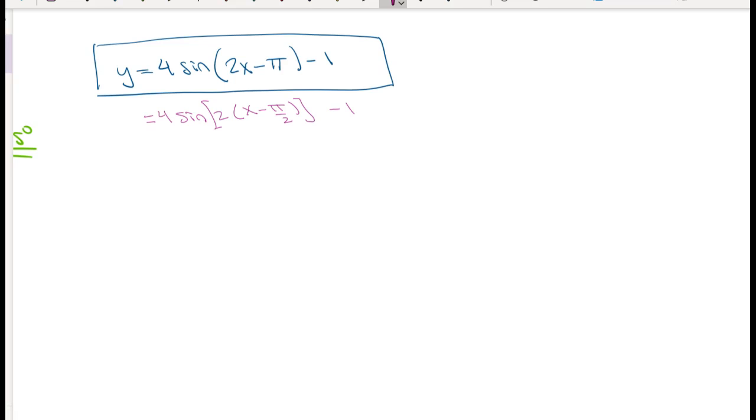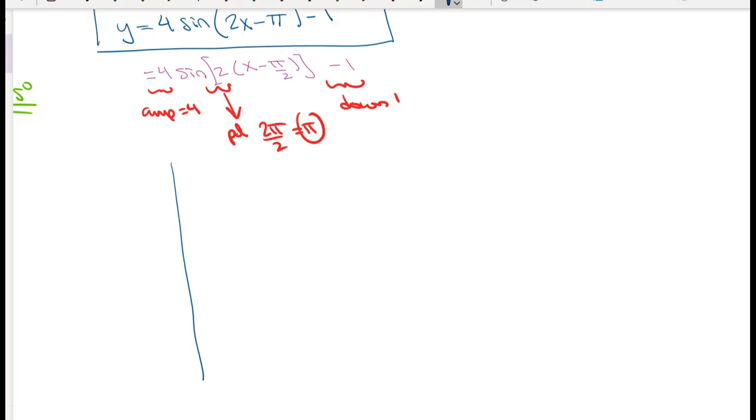All right, so then I'm going to make a list of my transformations. I'm going down 1. My amplitude is 4. And my period is going to be 2 pi divided by 2, which is just pi. Okay? So I'm going to come down here and make my axes, and I'm going to label the critical values. Down 1, all that tells me is that negative 1 here is my axis of the wave, and the amplitude is 4, so I'm going to go as high as 3 and as low as negative 5.